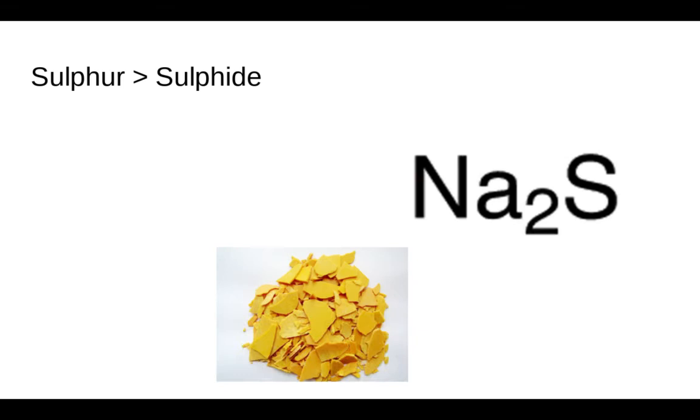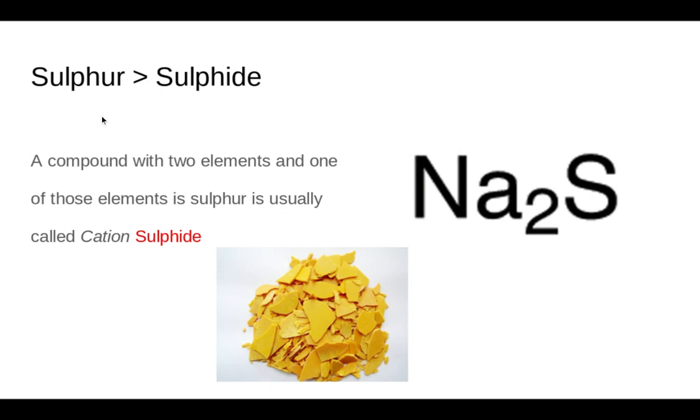Again, we've got a similar rule here. Sulfur becomes sulfide, okay? Because this is a compound with two elements, we just change the name of the anion. The name of the cation doesn't change, okay? So that's how I say cation sulfide. This would be obviously sodium sulfide.